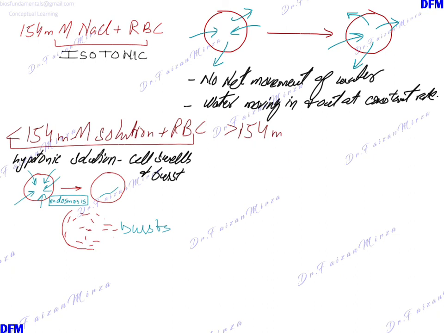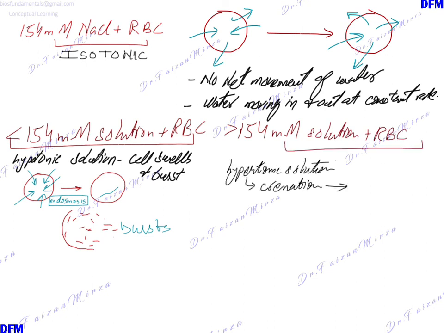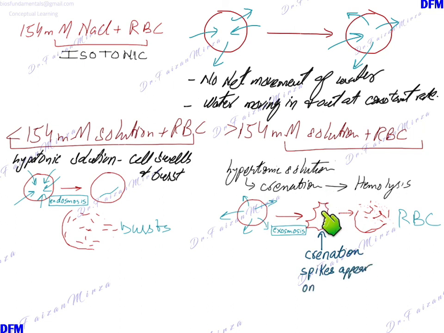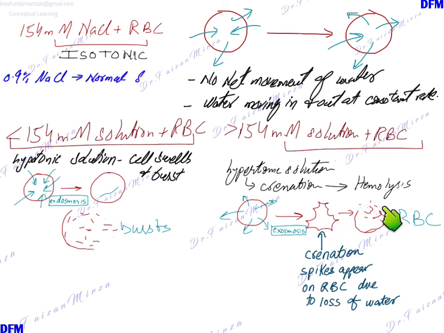The reverse will happen if the red blood cells are placed in a solution which is greater than 154 millimolar. When you place them in a hypertonic solution, crenation will occur and this will also cause hemolysis. The red blood cells lose water, and spikes start to form on the red blood cell surface. This is because osmosis is occurring, but the water is going out of the red blood cells, and crenation occurs. As I mentioned, the spikes can be seen as loss of water occurs, and red blood cells will start to burst as well. A 0.9% sodium chloride solution or 0.5% glucose solution is also isotonic to the red blood cell.